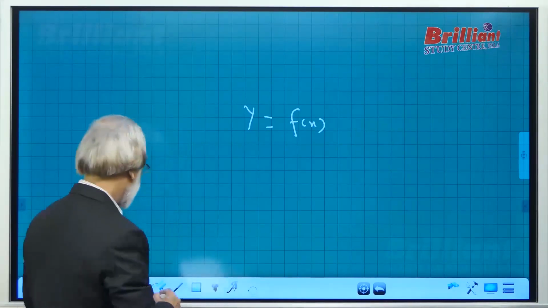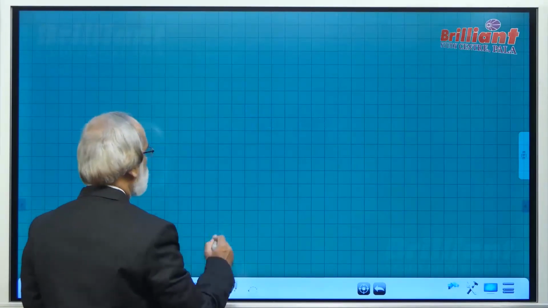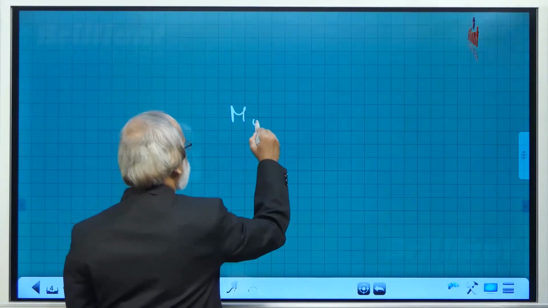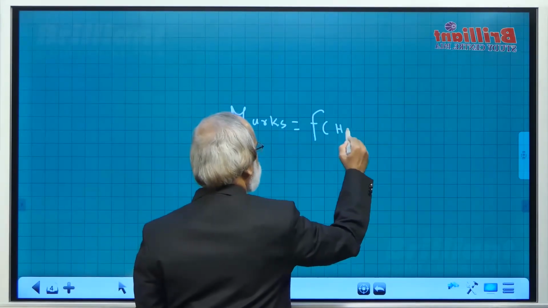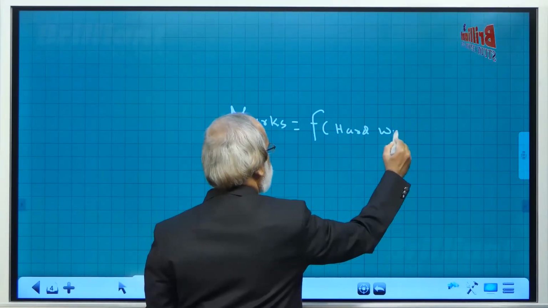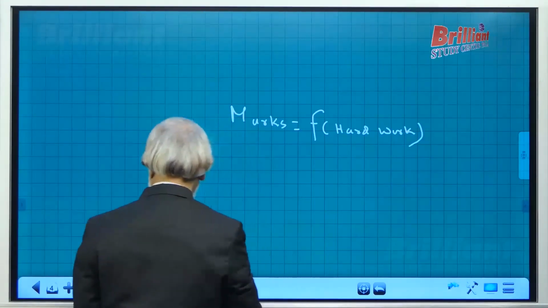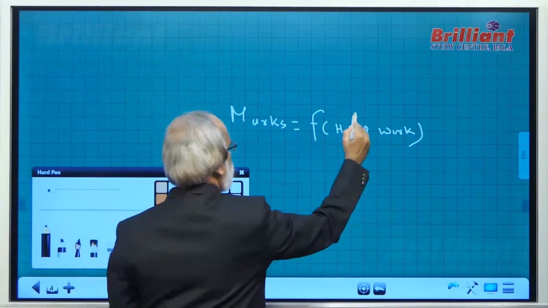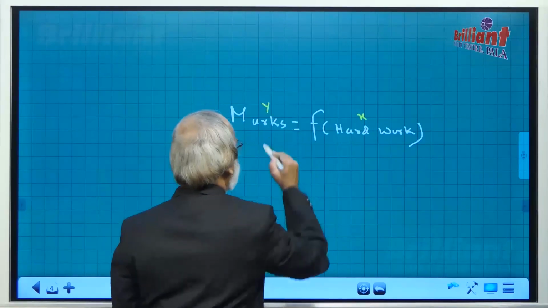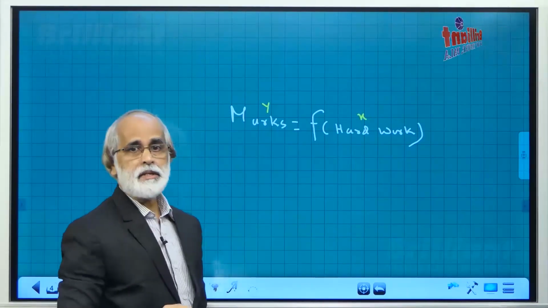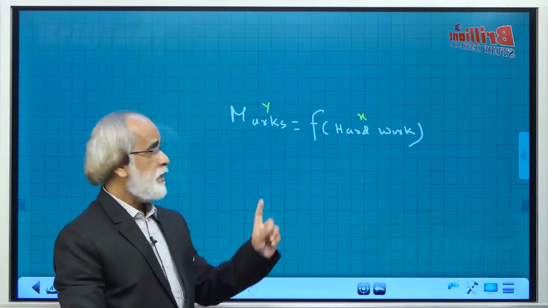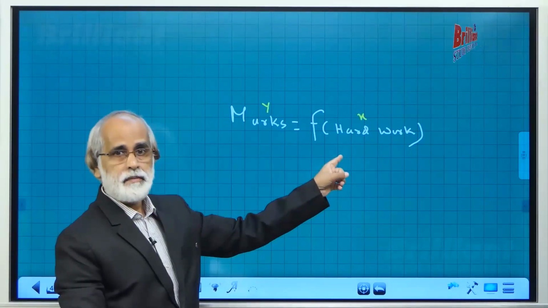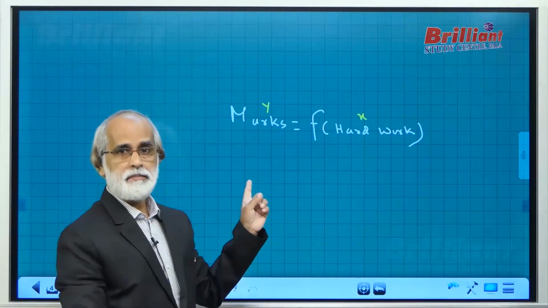A very good example for an increasing function is that your marks is an increasing function of your hard work. So this is the independent variable x and this is the dependent variable y. What's the meaning that marks is an increasing function of hard work? Whenever there is an increase in hard work, there is a corresponding increase in marks.